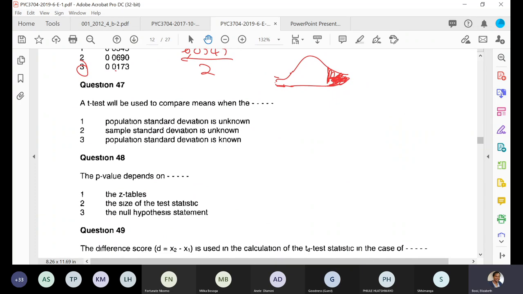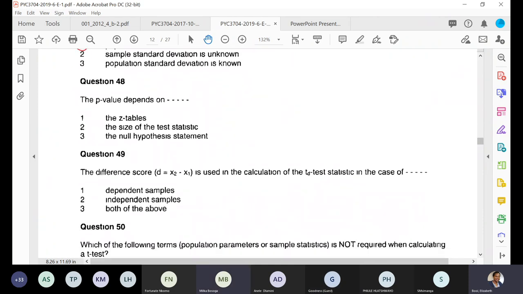A t-test will be used to compare the means when... When do we use a t-test? Number one. When the population standard deviation is unknown.